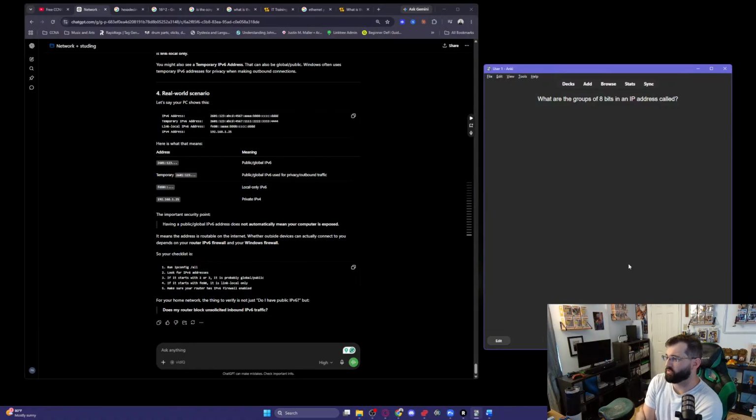What are the groups of 8 bits in an IP address called? Octet. Yeah, okay. What is the numeric range of the first octet in Class A? 0 to 126. 127, but 127 is a loopback, so for whatever reason, that one's special.